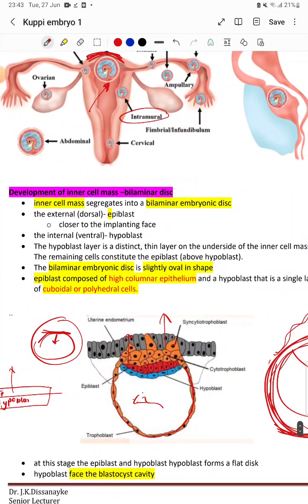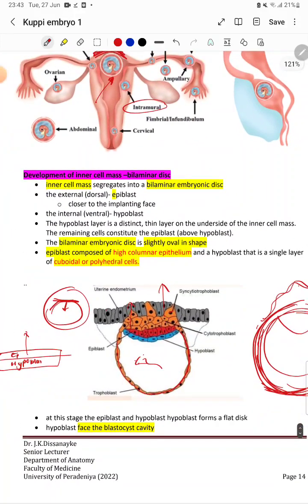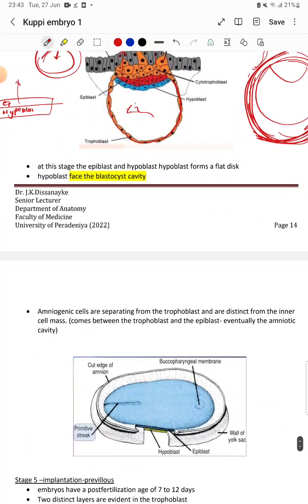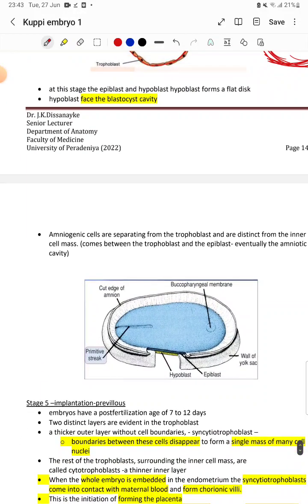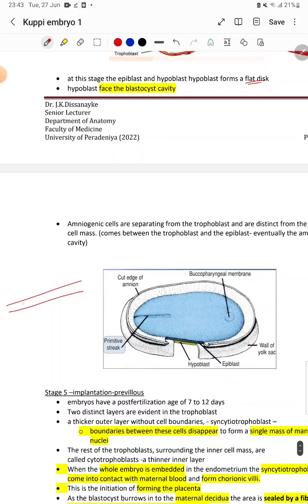It's important to remember that the bilaminar disc is slightly oval in shape. In case they mention the shape or anything, it's just better to know. And the epiblast and the hypoblast have another difference, not just the location, but also in terms of the histology. The epiblast consists of high columnar epithelia, and the hypoblast is composed of cuboidal or polyhedral cells. So that's important. And overall, the bilaminar disc is quite a flat disc. Just to recap, it is composed of the epiblast and the hypoblast.